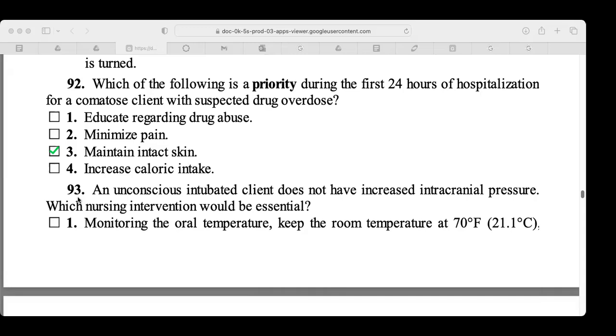So turning him every 2 hours, we're helping to prevent skin breakdown. And also in a way, helping to prevent stasis pneumonia.